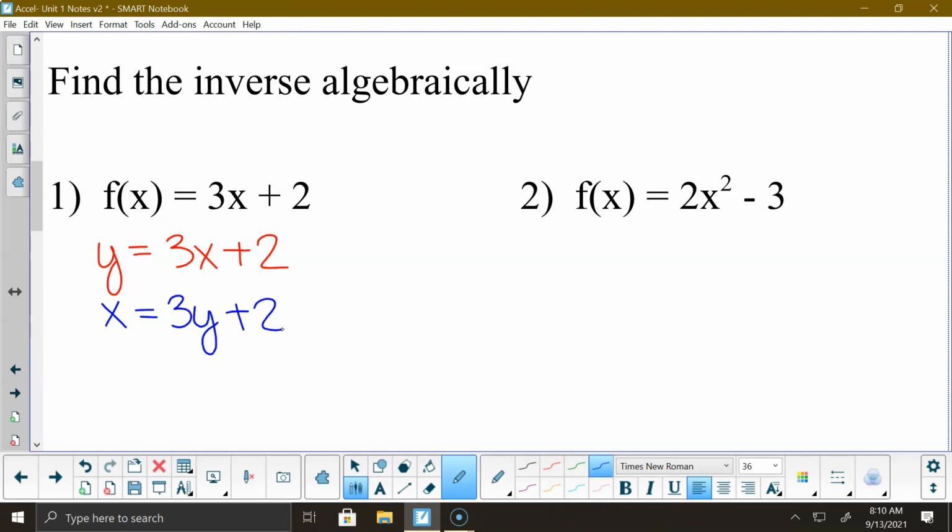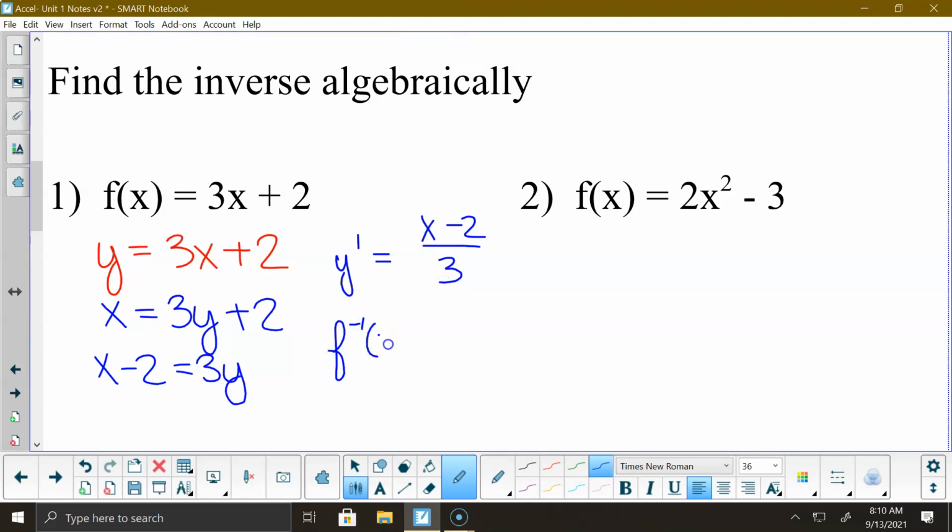So I need to get y by itself, move the 2. So x minus 2 equals 3y. Divide both sides by 3, and I get y prime equals x minus 2 over 3. And you can rewrite this as x. Hang on. Can't talk and work at the same time.